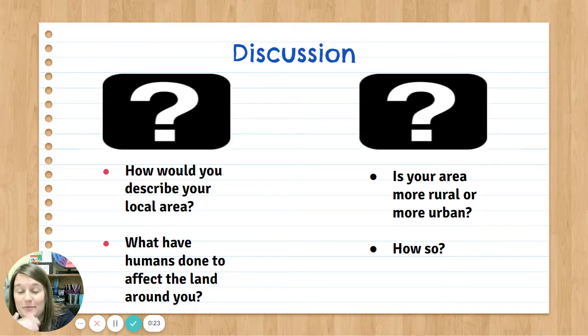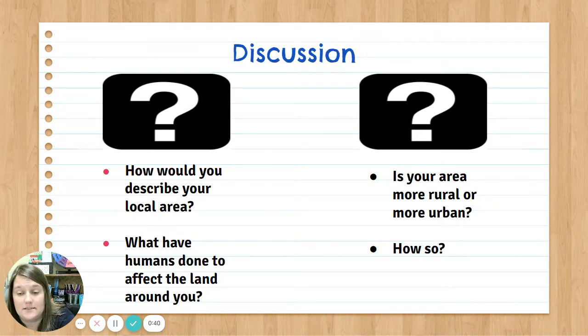Do you live in Pataskala? Do you live in Blacklick? How would you describe our local area here? What is it like? What are the houses like? What is the land like? Do we have a lot of businesses? Do we have a lot of people? Is it growing? What kinds of businesses do we see?